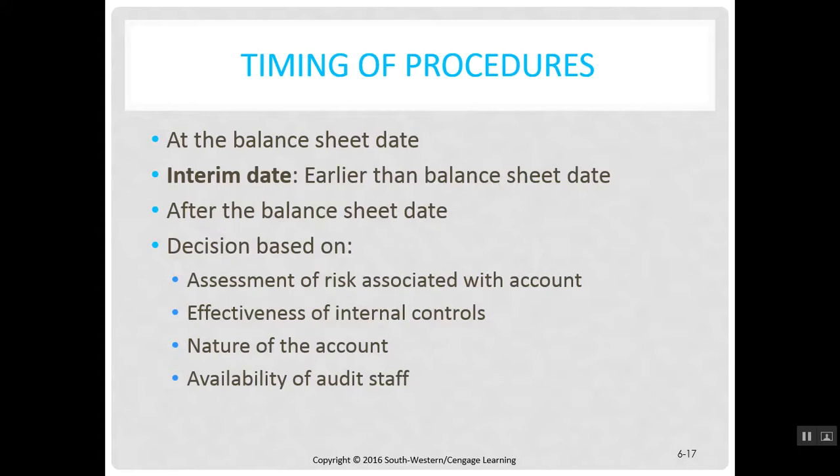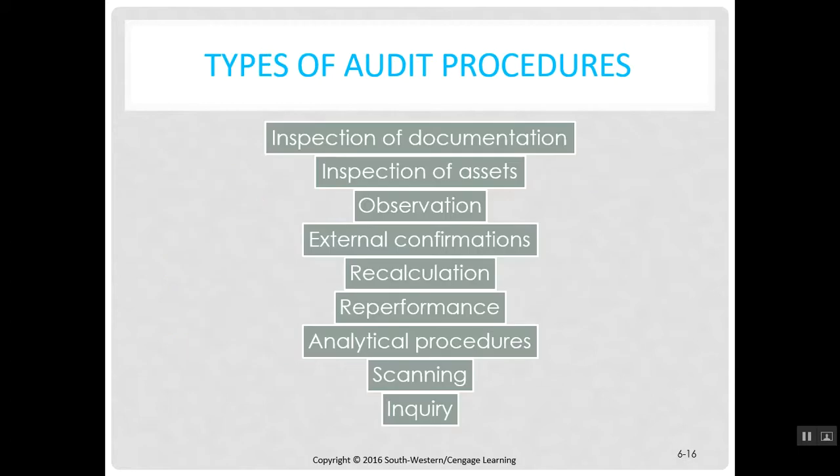And the decisions really are based on the internal control assessment, how effective the internal controls are, the nature of the account, and the availability of audit staff. So one of the procedures that we almost always perform at the balance sheet date is the inspection of assets. So we do an inventory count. If you have a client that has inventory, you perform an inventory count with the client on the balance sheet date. So if the year end is 12/31, then you go to the audit and perform an inventory count on 12/31. And I've had to do that several times for some of my clients when I was working at EY.